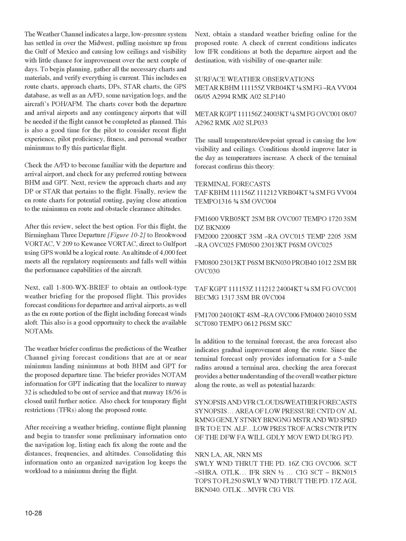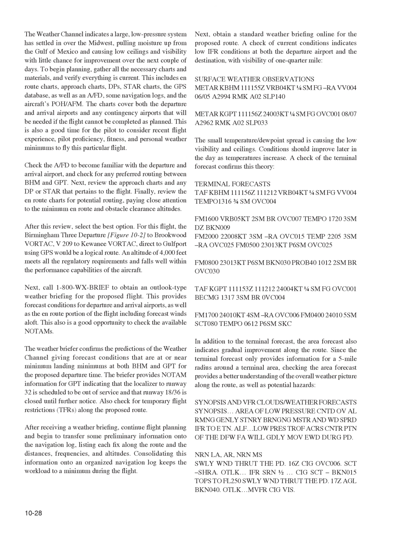In addition to the terminal forecast, the area forecast also indicates gradual improvement along the route. Since the terminal forecast only provides information for a 5-mile radius around a terminal area, checking the area forecast provides a better understanding of the overall weather picture along the route, as well as potential hazards. Synopsis and VFR Cloud/Weather Forecast Synopsis.